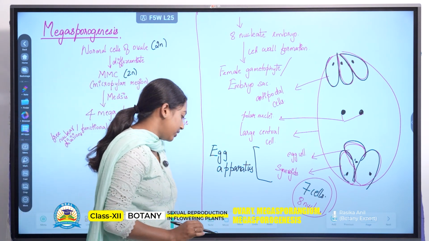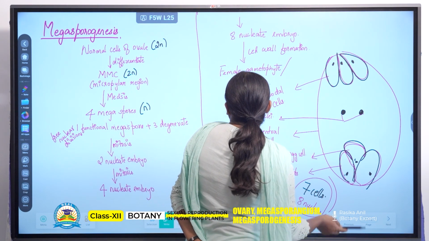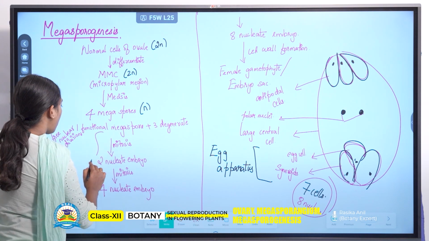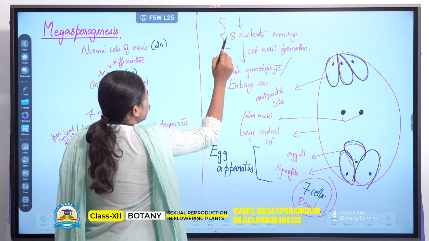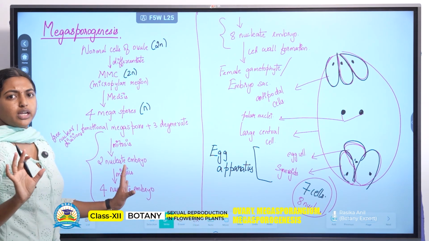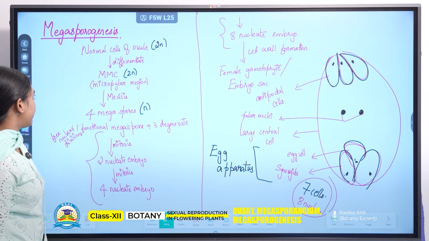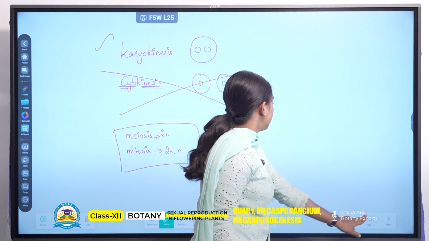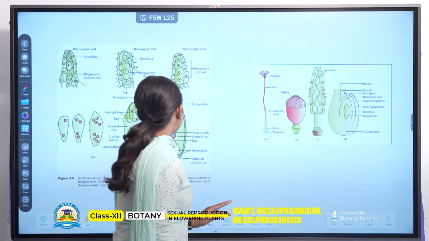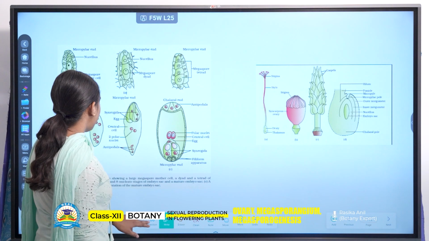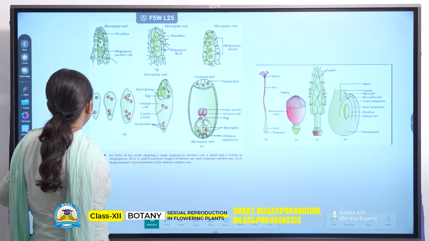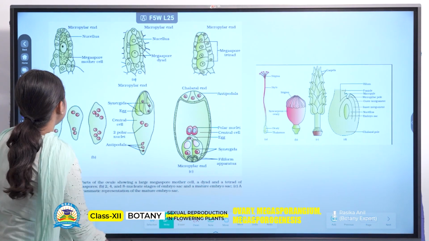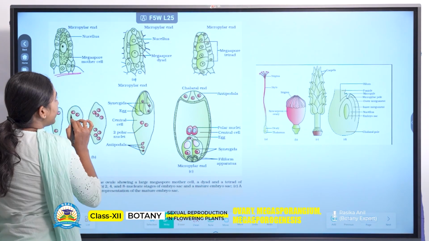Very, very important. So this is the structure of your embryo sac, and this is your megagametogenesis. Understand that all of these are free nuclear divisions, which means only karyokinesis, no cytokinesis, no cell wall formation. Now let's move on to the diagrams that are given. This picture is about your megasporangium. Now if you can see this one, this is a not so developed one.